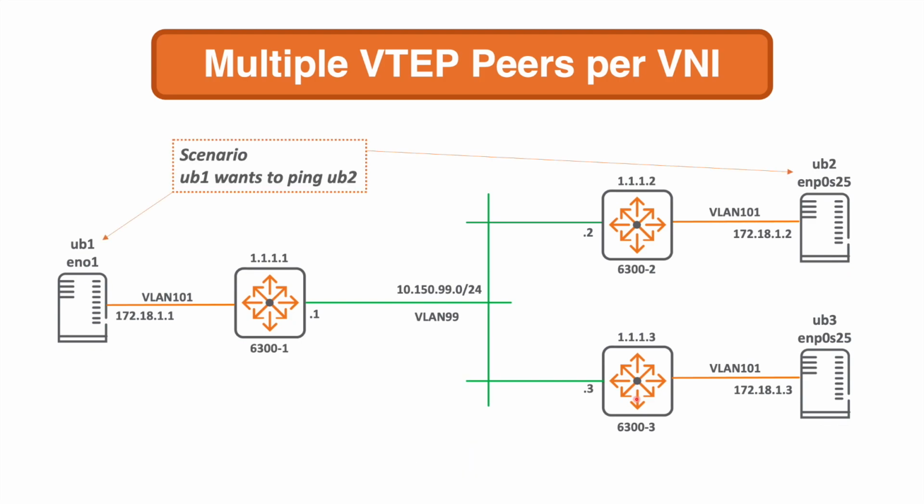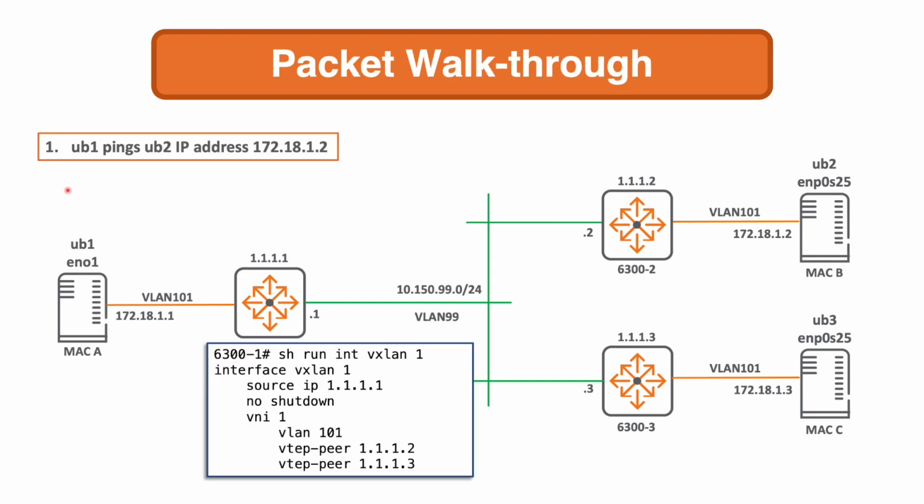Now, here's the scenario then that we're going to use. Very simple. UB1 wants to ping UB2. Now, how does that happen? Okay, so let's step through it then. This is our packet walkthrough.